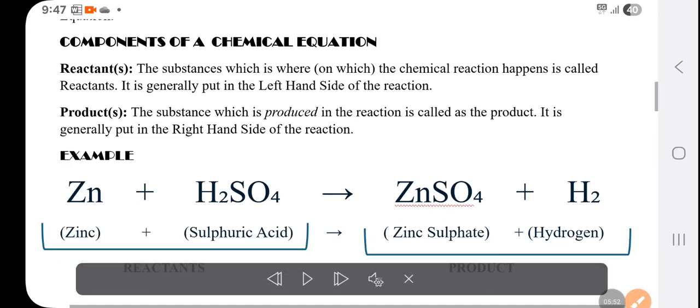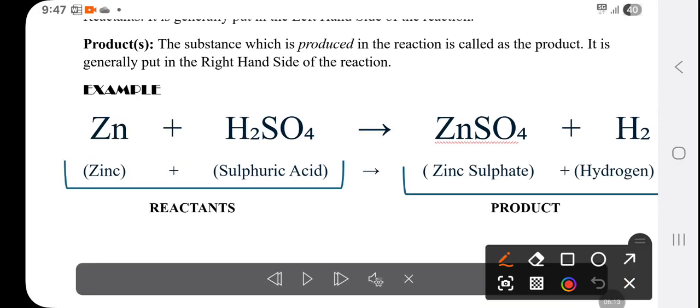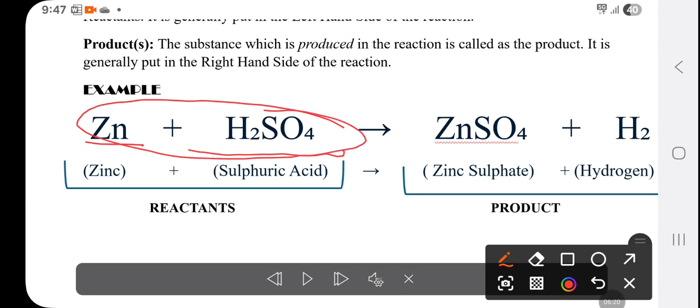So let us know about the components of the chemical equation. Components of a chemical equation. Reactants: the substances on which the chemical reaction happens are called reactants. They are generally put on the left-hand side of the reaction. Now, in this reaction, Zn plus H2SO4 are the main two components that are used in the reaction. So, these are called the reactants.